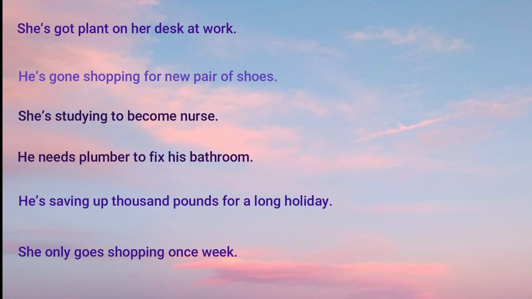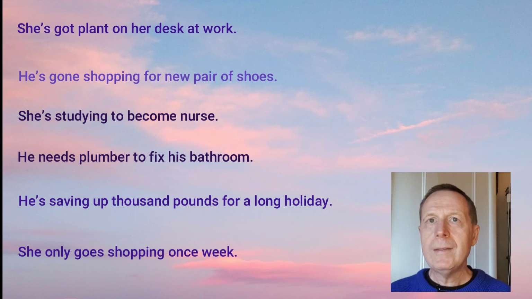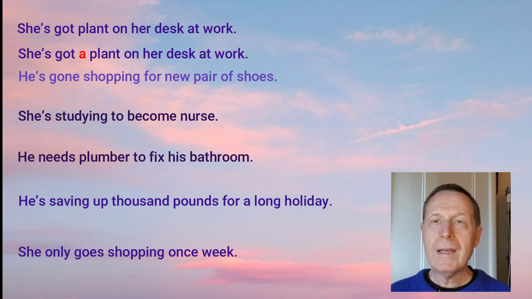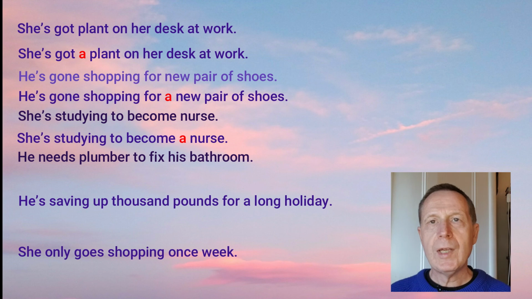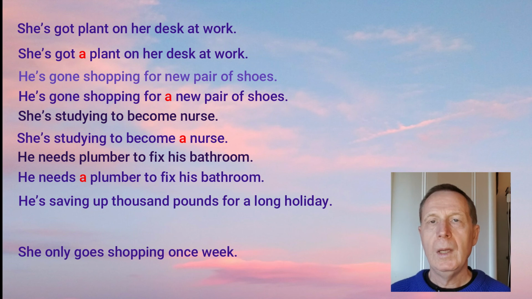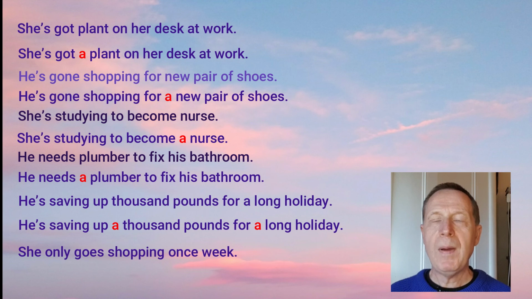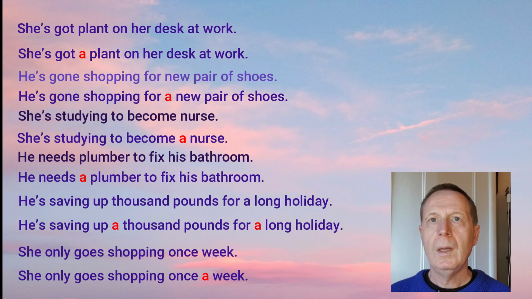Here are some more examples to change. Here are the correct sentences. She's got a plant on her desk at work. He's gone shopping for a new pair of shoes. She's studying to become a nurse. He needs a plumber to fix his bathroom. He's saving up £1,000 for a long holiday. She only goes shopping once a week.